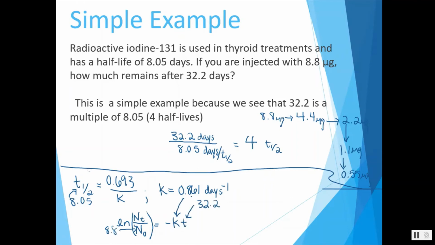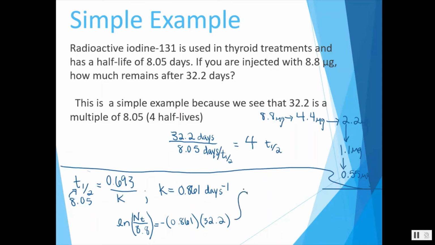So I'm going to plug in my rate constant, 0.861 per day, in for k. My t is 32.2 days, and my initial concentration, or the amount of my initial radioactive material, is 8.8 micrograms. And now I simply need to multiply that 0.861 by 32.2, and that gives me 2.772. And then I'll take e to both sides to undo this natural log.